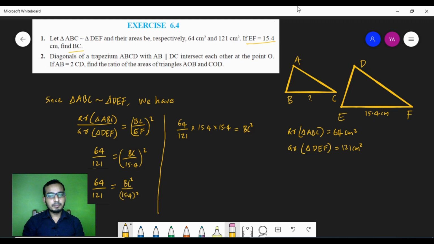Look here, 15.4 and 121. So let us consider this 15.4 as 154, and 121. Are there any common factors between 154 and 121? Any common factor? Yes, 11 is a common factor, right?